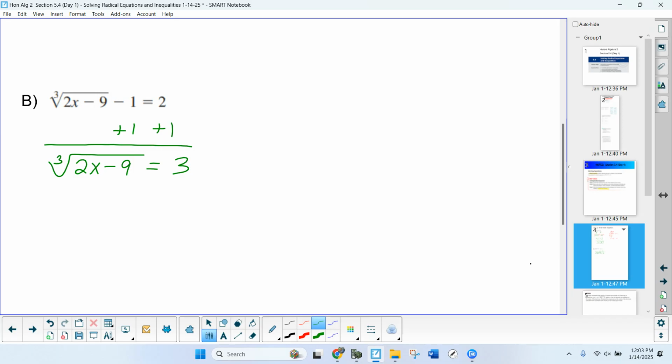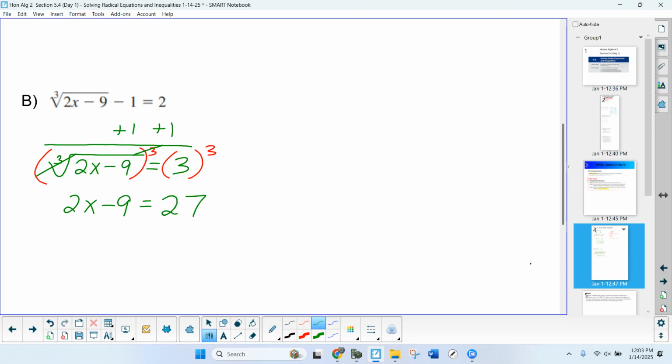Now what are you going to do? How do you think you undo cubed root? Cube both sides. Whatever you do to one side, you got to do to the other. What happens to cube and cube root? 2x minus 9. And what's 3 to the third? It's 27. You got it.